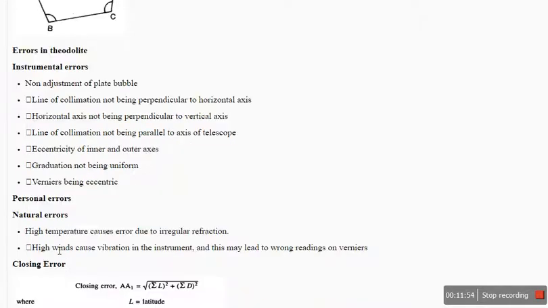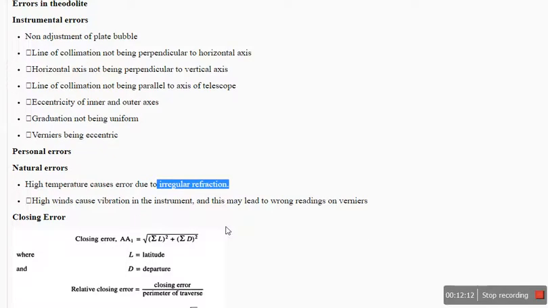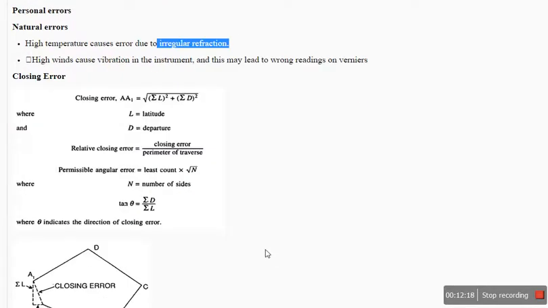The personal errors are, for example, not noting down the error in focusing. These are all personal errors, and maybe getting disturbed by the assistant. All those come in. Natural errors, like I said, high temperature causes irregular refractions inside the telescope, and high winds also cause vibration in the instrument. This may also lead to wrong noting of readings.